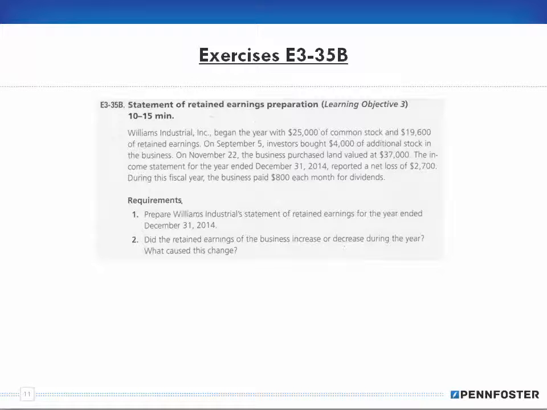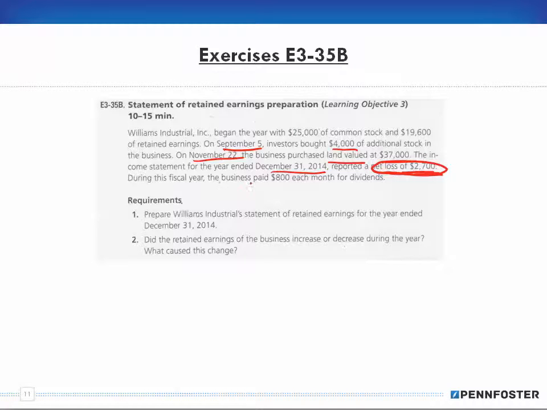All right, so 35. Statement of retained earnings preparation. It says here Williams Industrial began the year with $25,000 of common stock and $19,600 of retained earnings. On September 5th, investors bought $4,000 of additional stock in the business. On November 22nd, the business purchased land valued at $37,000. The income statement for the year ended December 31st reported a net loss of $2,700.